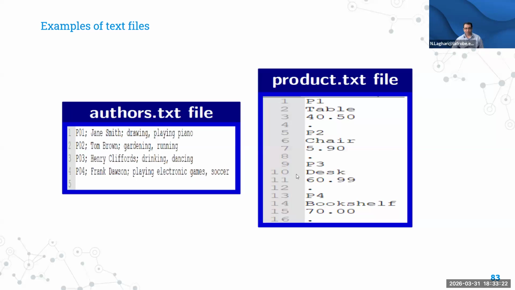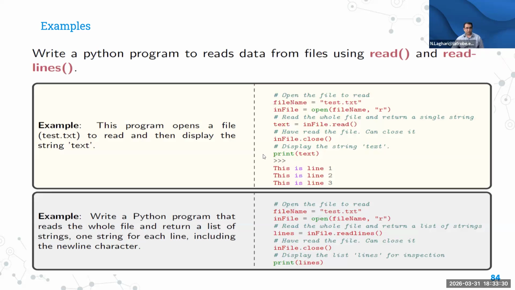So, examples of text files. We can have files like so. There could be multiple lines. Okay, so: write a Python program to read data from a file using read and readlines. Here we have the file name test.txt, and we are opening it. We say infile.read. I've read the file. Now we can do infile.close and print the text. So this is line 1, this is line 2, this is line 3.